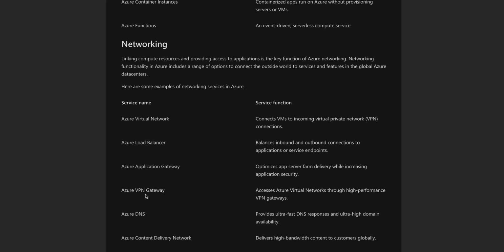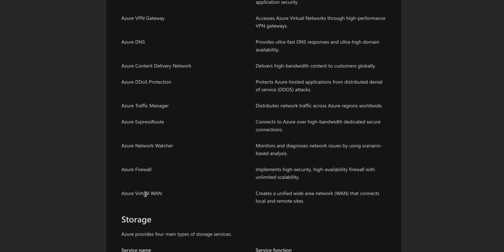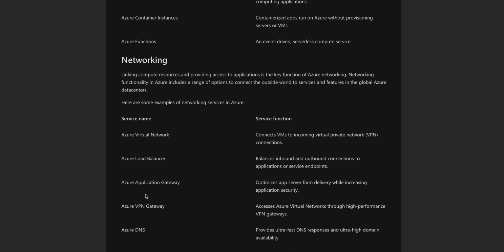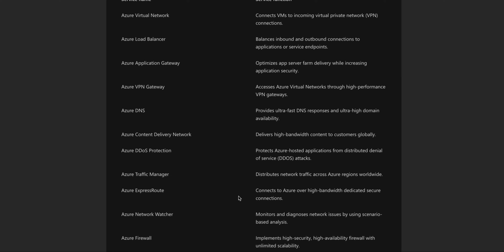And now we have networking. Linking compute resources and providing access to applications is the key function of Azure networking. Networking functionality in Azure includes a range of options to connect the outside world to services and features in global Azure data centers. So there are at least about 10 to 15 of them.